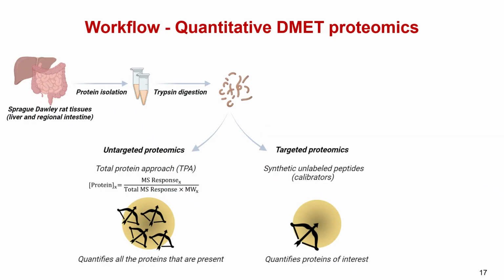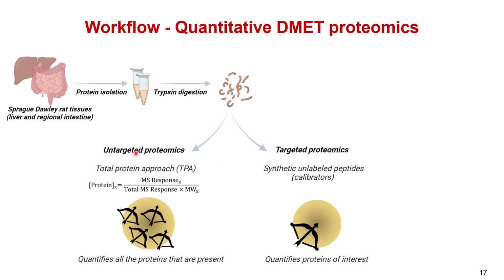Now I would like to share the workflow or the methodology for performing quantitative DMET proteomics. To start, we performed protein isolation and trypsin digestion on Sprague-Dawley rat tissues, including liver and the regional intestinal segments: the duodenum, jejunum, ileum, and colon segments. Then, once the samples were prepared, both untargeted proteomics and targeted proteomics were performed.